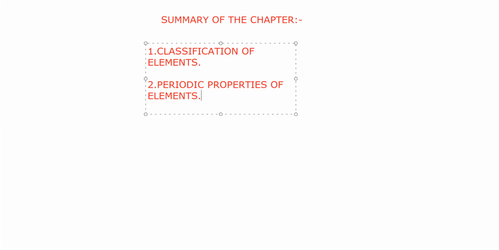Suppose you work 10 to 20 questions from the first topic, classification of elements, whereas at least 50 to 100 questions you have to work out on periodic properties. Anyway, we are sending the assignment. You can do that assignment clearly. I hope this is clear.